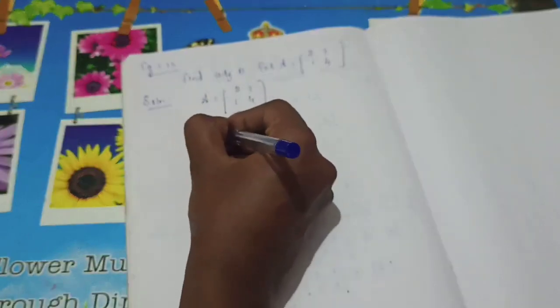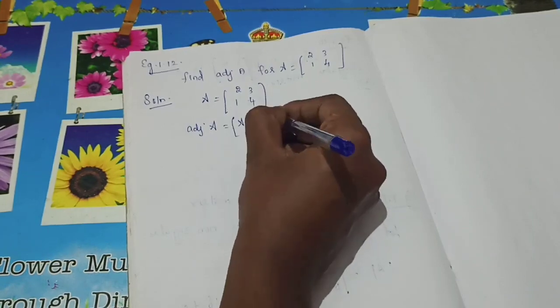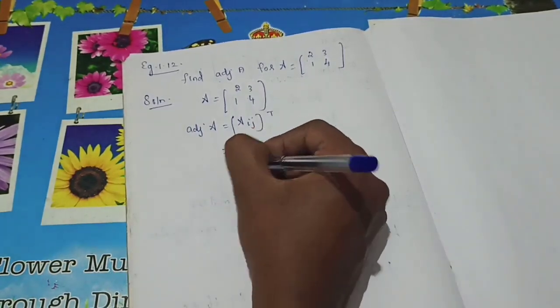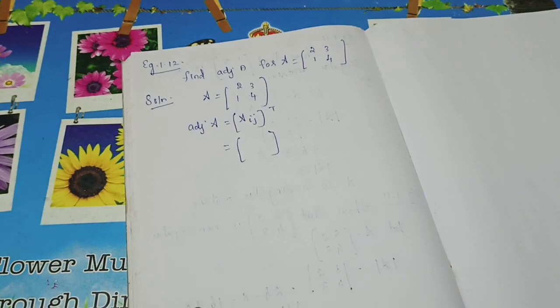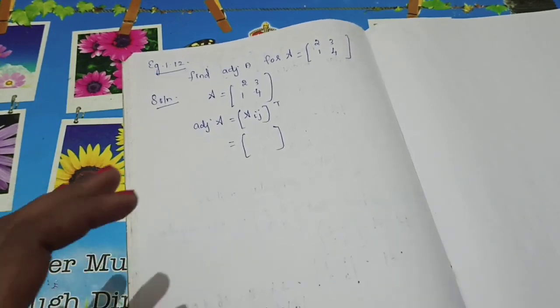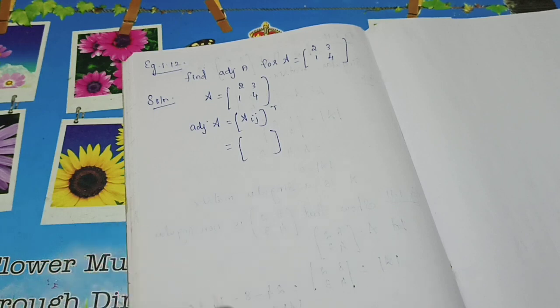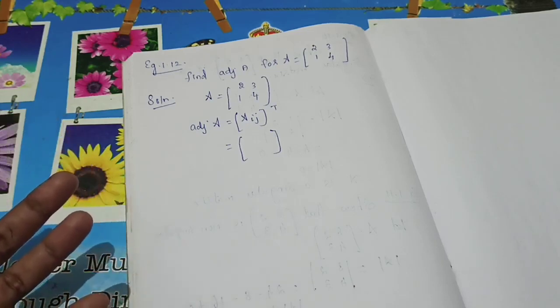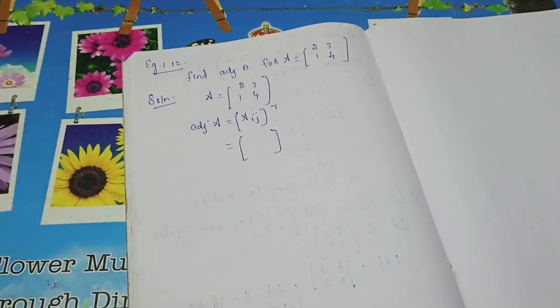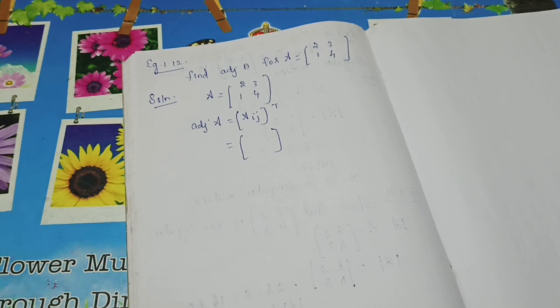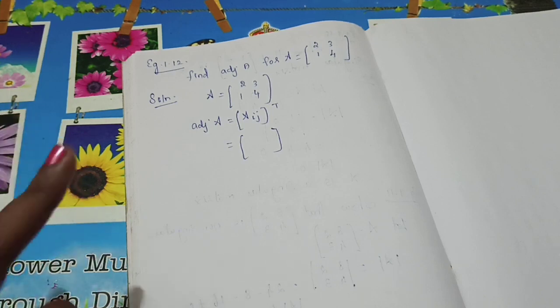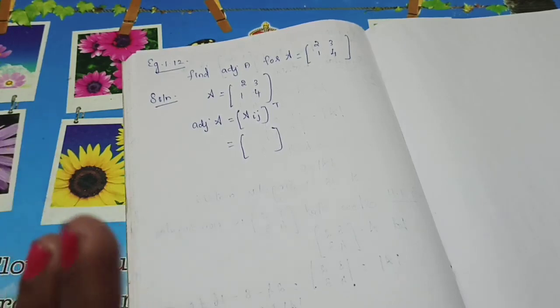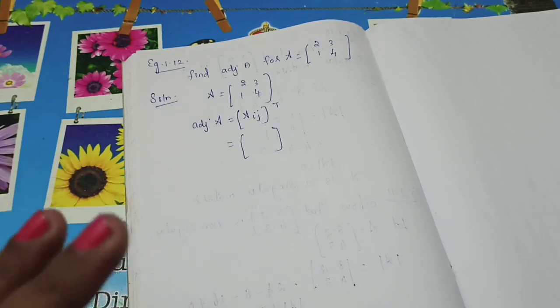So what is adjoint A? Adjoint A is equal to Aij, the whole transpose, correct? I taught you in one question, row change to column, column change to row, so that is transpose. But students, listen here very carefully. The given matrix is a 2 by 2 matrix, so we can use one simple idea. No need to find minor, no need to find cofactor, no need to find the transpose of cofactor matrix afterwards. Within one line you can write the answer. But you need to understand it correctly: it is possible only for 2 by 2 matrix, not for 3 by 3.